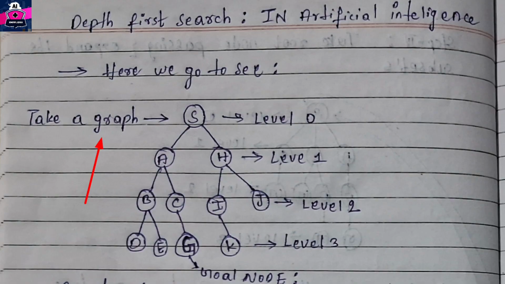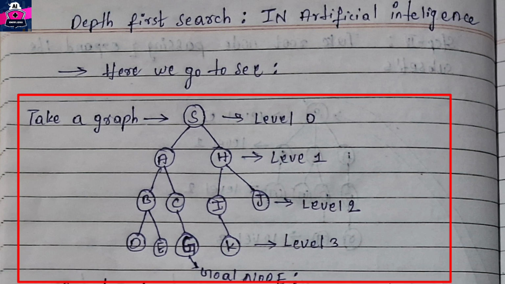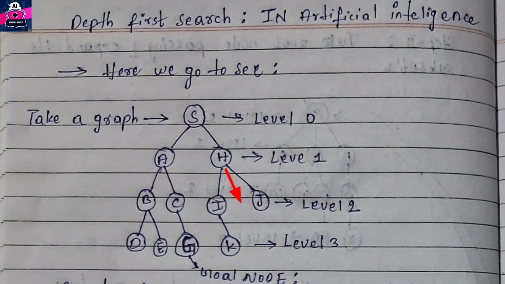Here we go to see. Take a graph like the one shown on the screen. Graph explanation: take a root node S, then S passes to nodes A and H. A passes to nodes B and C, H passes to nodes I and J, B passes to nodes D and E, C passes to node G. G is a goal node. I passes to node K.